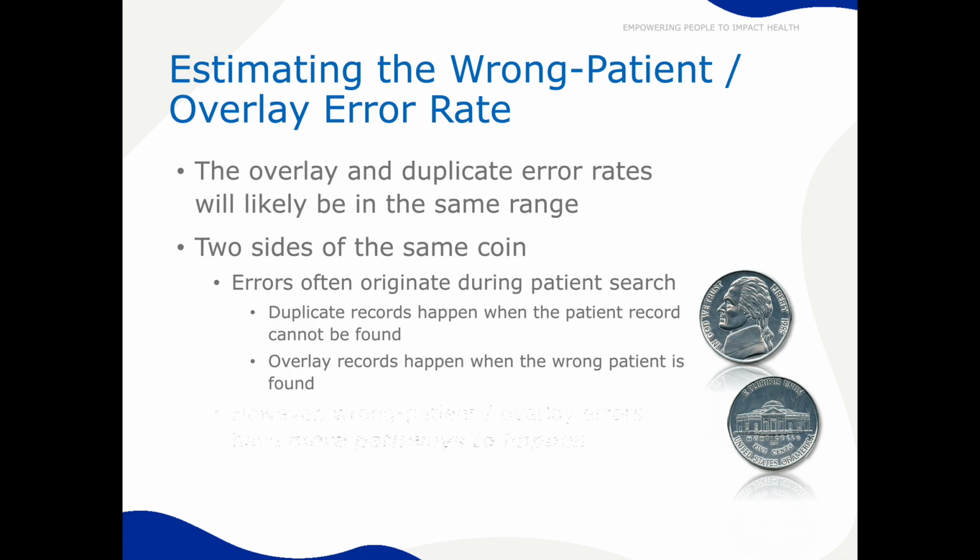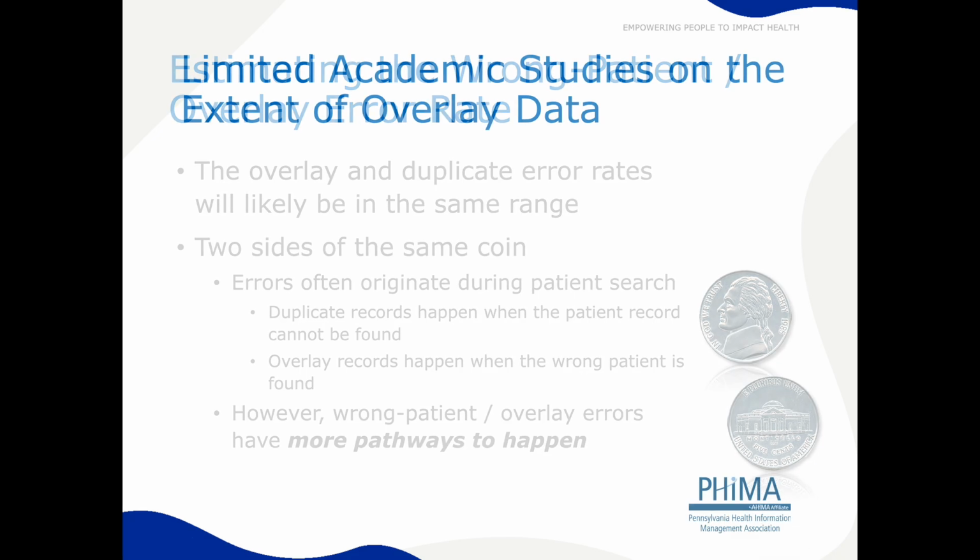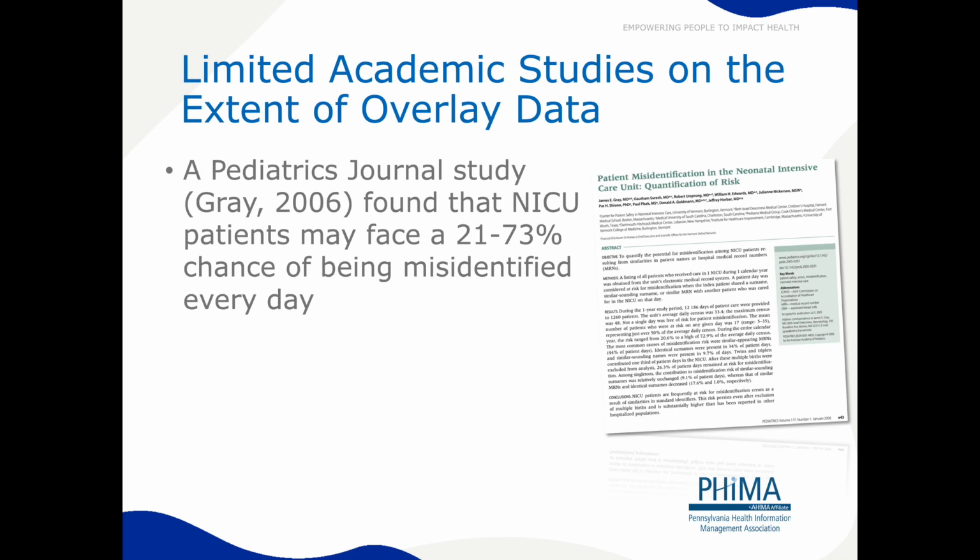Overlay and wrong patient errors have more error pathways. Thus, we have to look harder for different causes and different solutions, different methods of prevention. That NICU study we mentioned, where the patients faced 21 to 75% risk of being misidentified every day, is a cautionary tale to us, meaning the problem is very big, much bigger than I think most of us realized.